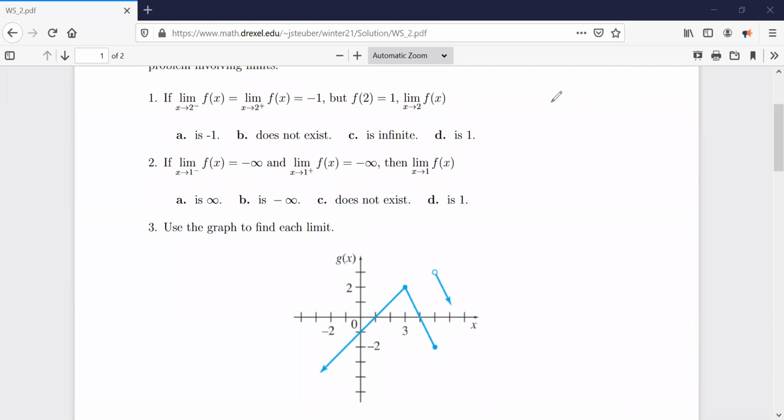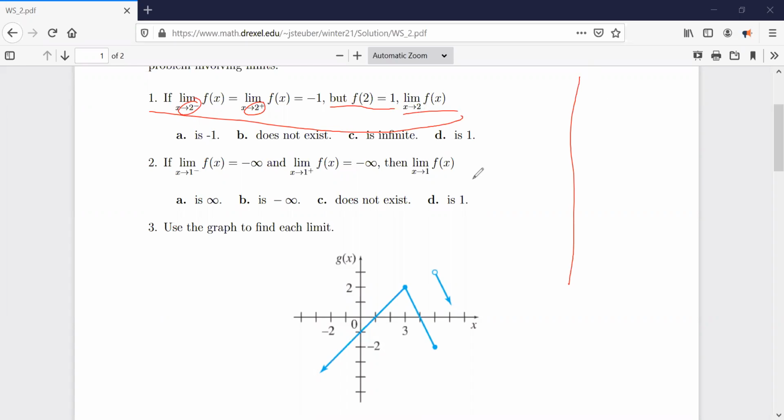So say we've got this: the limit as x approaches 2 from the lower side of f of x is equal to the limit as x approaches from the greater side, and both equal -1, but f of 2 is equal to 1. What can we say about the limit of f of x as x approaches 2?